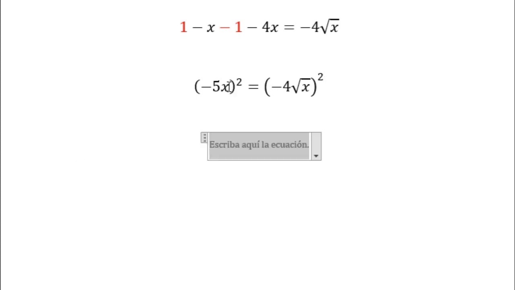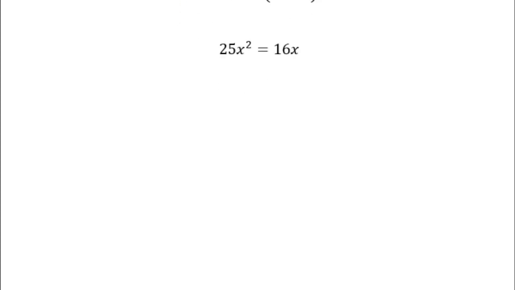Okay, so (1 - 5x) squared is the same as 25x squared, and (4 square root of x) squared is the same as 16x. 4 squared is 16 and square root of x squared is just x. Okay, so in this case we can go ahead and move this 16x to the left side by subtracting it from both sides. So we get 25x squared minus 16x equals 0.